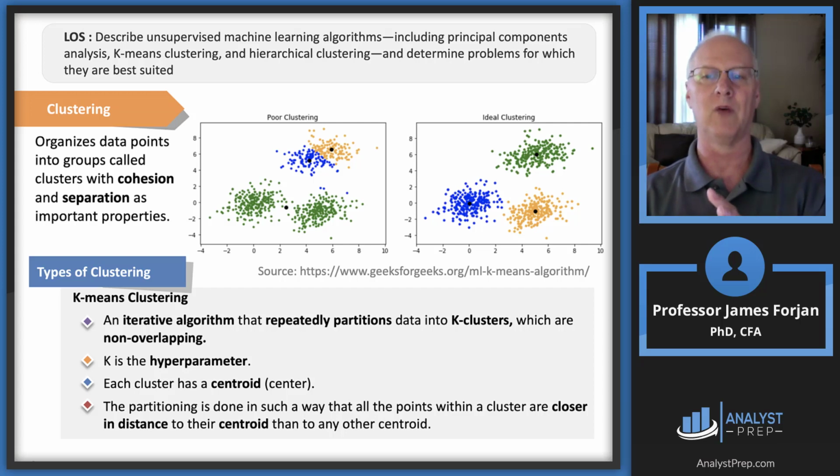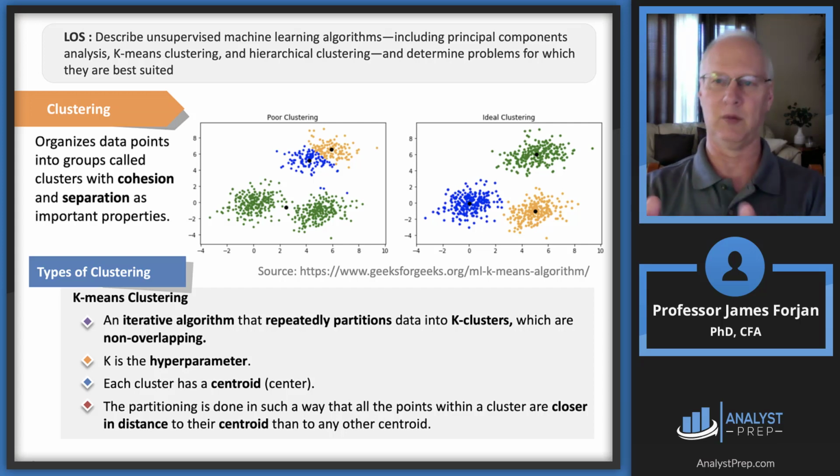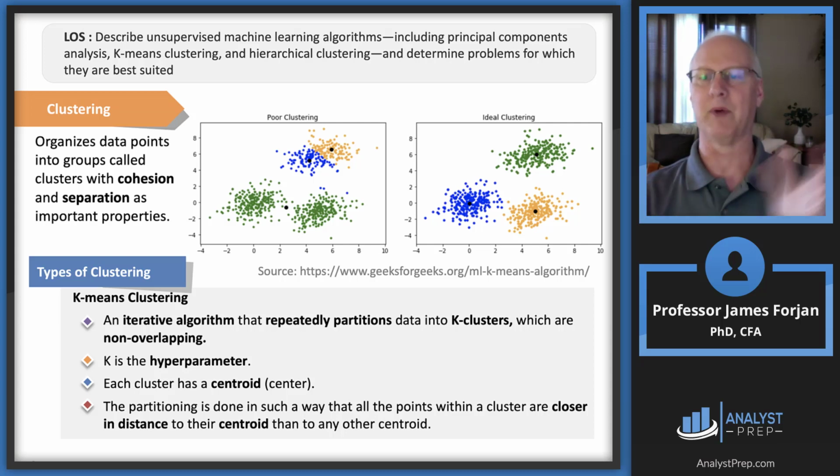So look on the right illustration. You clearly think that the orange and the blue and the green, they're separate, right? And they're cohesive in that the orange is right there by itself and the blue and the green.